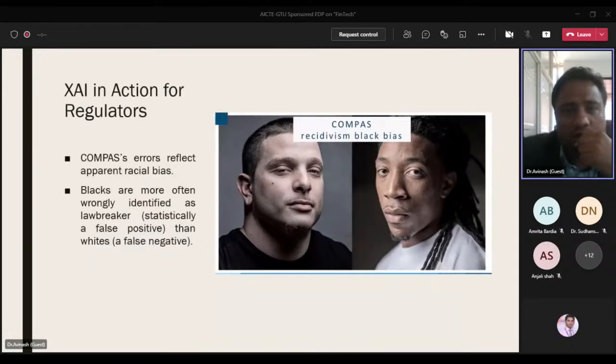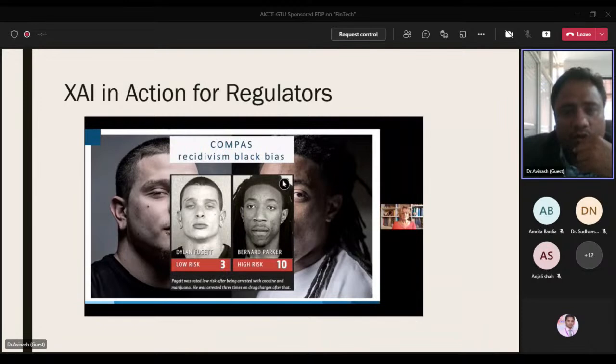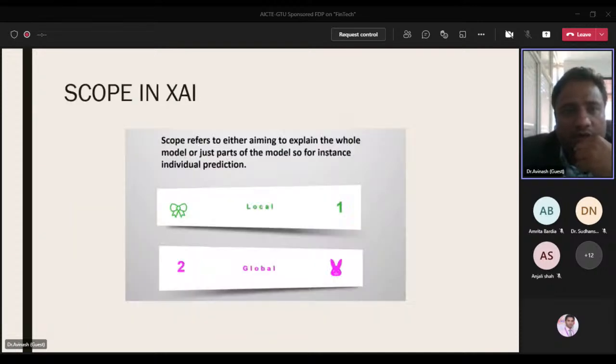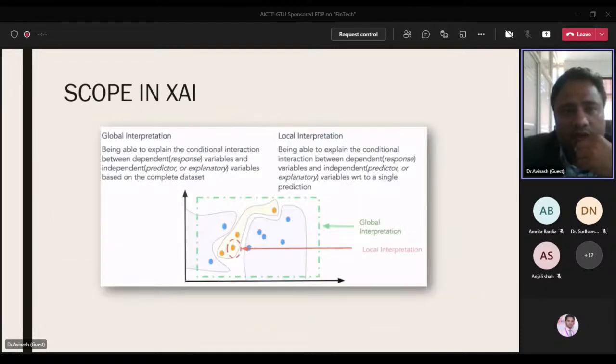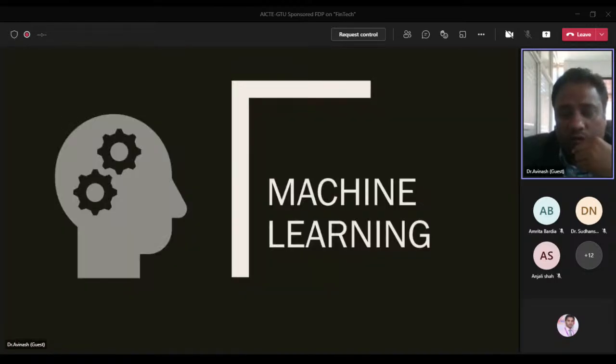So this is how explainable AI can be used in the legal system also. We can apply these things, if the government permits, in the legal system too. It can have applications there also. So these are the various things about the scope of XAI, that is, explainable AI. Now we go to the next part of our presentation, on machine learning.